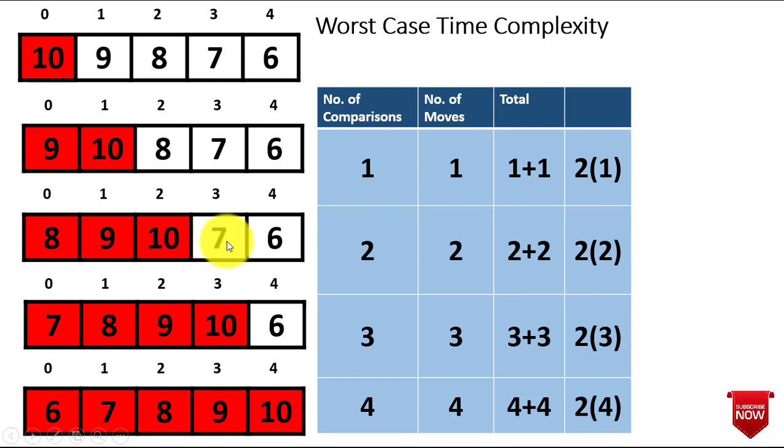Now come to the next pass, that is 7. 7 has to be placed. Because this is reverse sorted and we are taking the case of worst case time complexity, so maximum efforts are required in this sorting example. So 3 comparisons and 3 moves, and finally the last value, that is 6, we have to place at the first position. Then we require 4 comparisons and 4 moves. Total 4 plus 4, that is 2 into 4. Clear?